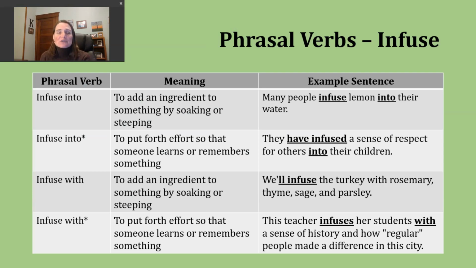One way to use this phrasal verb is to talk about adding an ingredient to something by either soaking it or steeping it. Steeping would involve really hot water. So, an example of this in a sentence might be, many people infuse lemon into their water. So, this is the idea of soaking pieces of lemon. Maybe some people might just use the rind, even to give that flavor to their water.